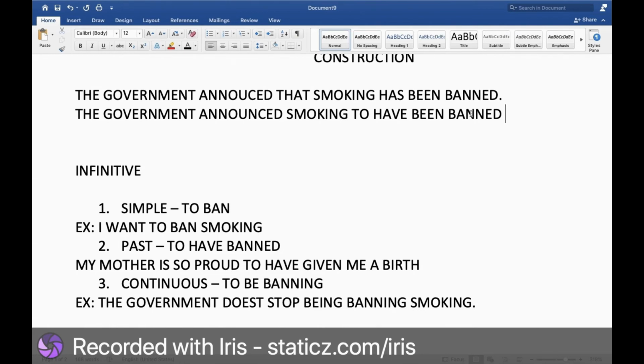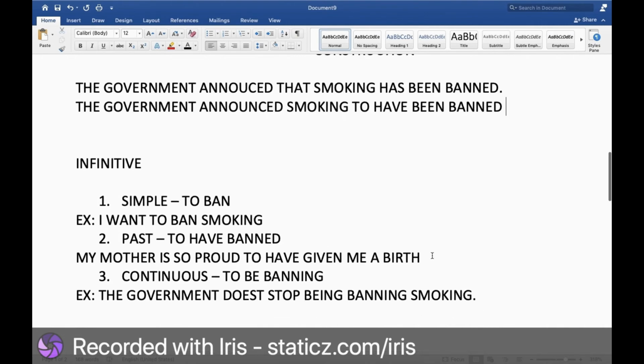That's why here, when we convert that sentence into an infinitive or complex subject, we use the infinitive construction, and we have to be careful with the tense form. If it's something that happened in the past, we're going to use the past. If it's something that generally happens, we're going to use simple. If it's something that's still happening right now, we're going to use continuous form.